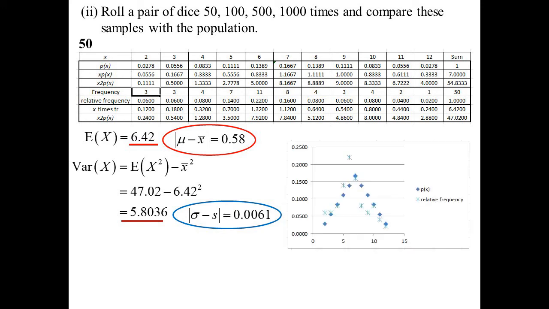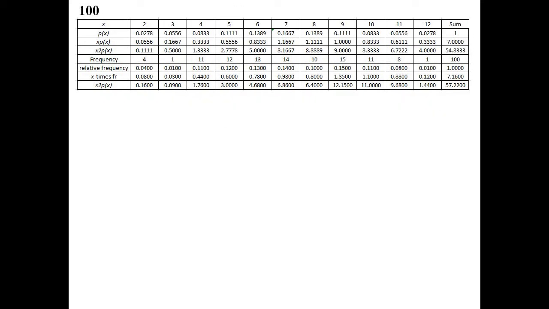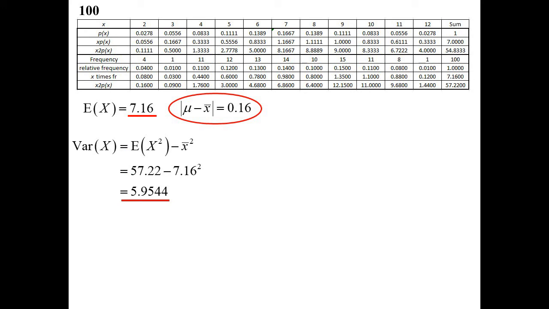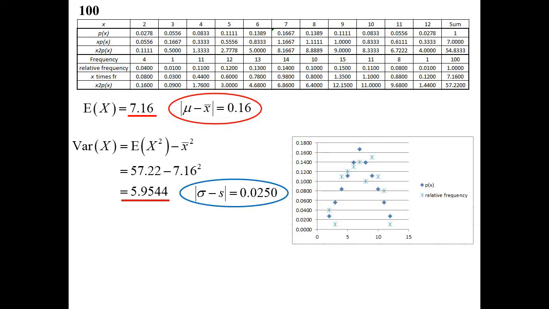And there's the graph. The asterisks are the experiment, and the diamonds are the actual probability. Okay, 100. 7.16, so a difference of 0.16. Variation, and then deviation, and our graph for that one. You can see those asterisks are coming in closer to the diamonds.